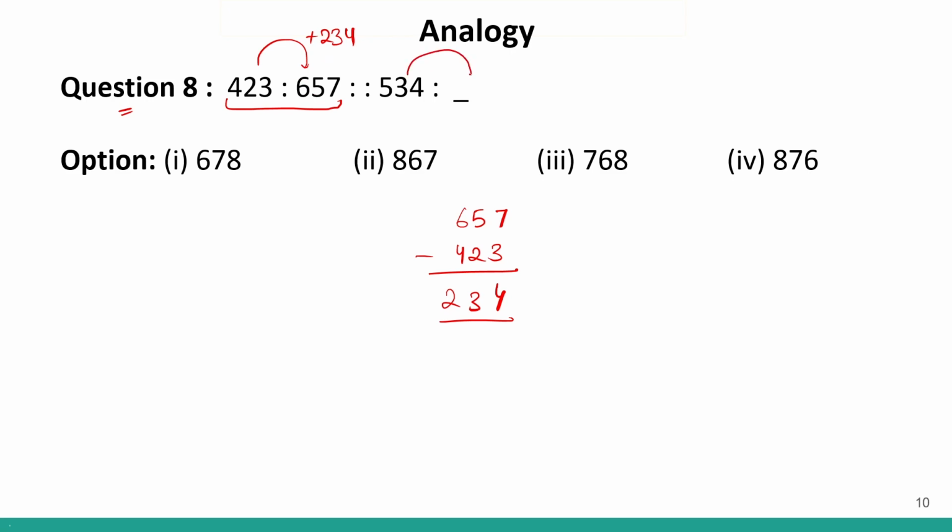So we will do the same thing over here. We will add 234 to the first element to get the next element. So 534 plus 234 we will do. We will get 8, 6 and 7. So 768 is given in the options. Yes, it is given in option number 3. So the answer will be 768, option number 3.